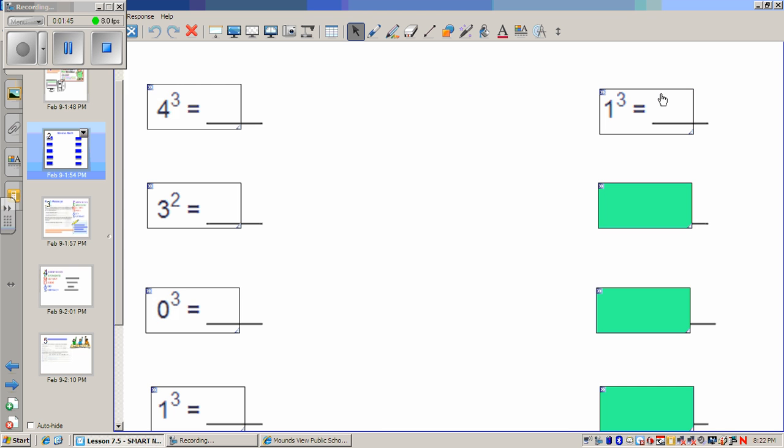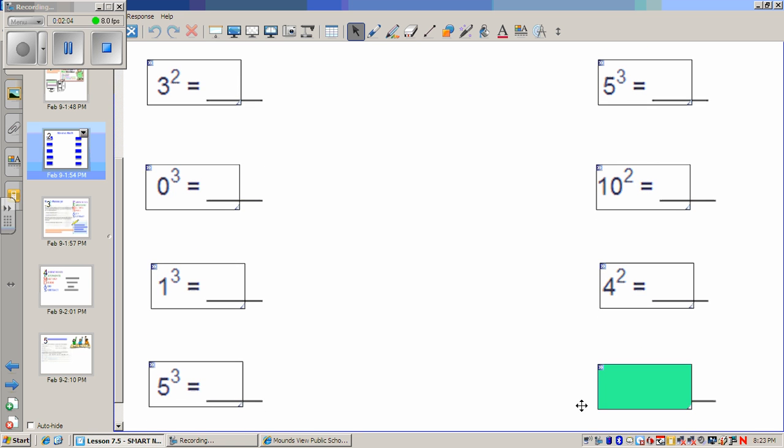1 to the third power over here again. Is it different? I don't know. 5 to the third. 10 to the second, 4 to the second, and finally, our last one is 14 to the second. Again, not 14 times 2, but 14 times 14.